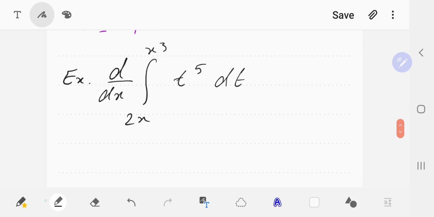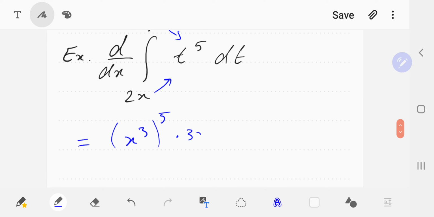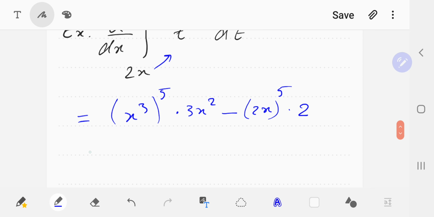Do you need to integrate this to find the answer? From now on, no, you don't need to integrate it. If this is the case that you have, you can just substitute x to the power of 3 times its derivative, 2x times its derivative. So this will be x cubed to the power of 5 times the derivative of x cubed minus 2x to the power of 5 times the derivative of 2x, which is 2, and of course you can simplify this to get your final answer. In general, these are the fundamental theorem of calculus, and I've generalized it for you.